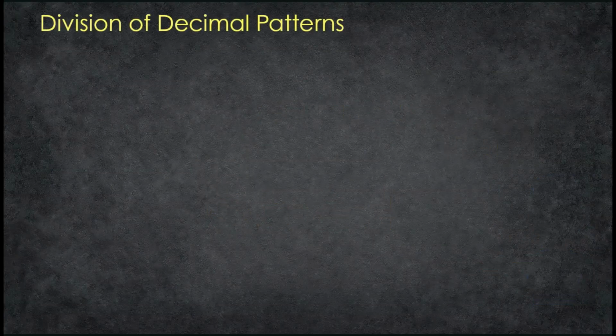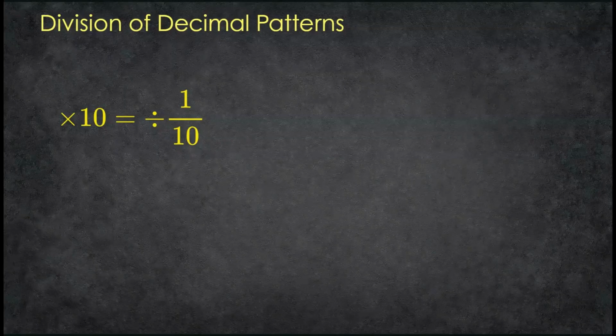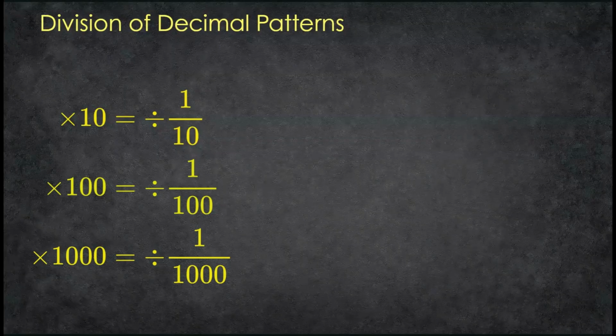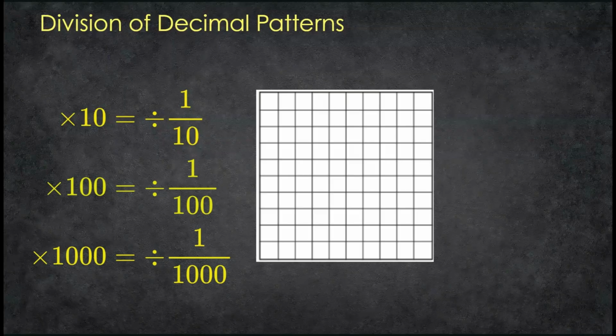So before we get started, I want to talk to you about some patterns that we need to know when we're dividing by decimals. Whenever we divide by a tenth, that is going to be the same thing as us multiplying by 10. If I divide by 100th, that's going to be the same thing as me multiplying my number by 100. If I divide by 1/1000th, that is going to be the same as me multiplying by 1000. Let me go into a little more detail and show you why that is.